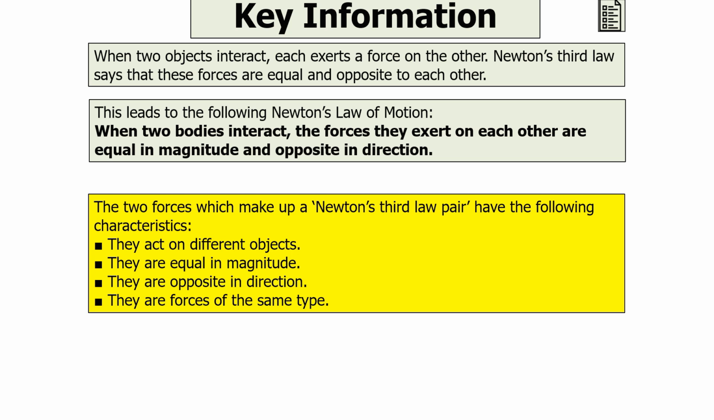Now the two forces which make up a Newton's third law pair must have the following characteristics. They must act on different objects. They must be equal in magnitude. They must be opposite in direction, and they must be forces of the same type.